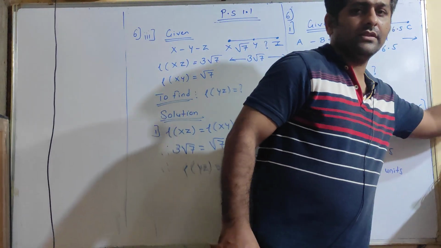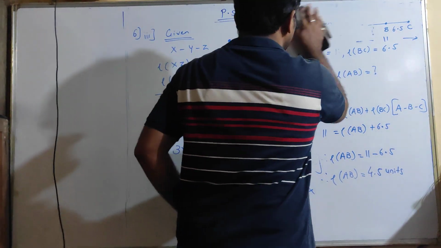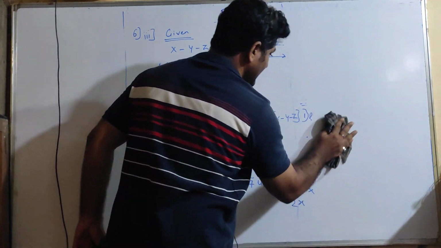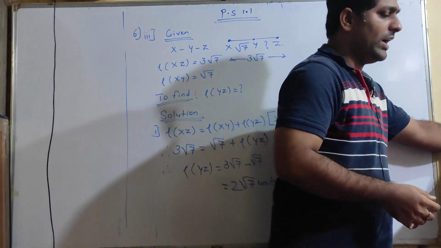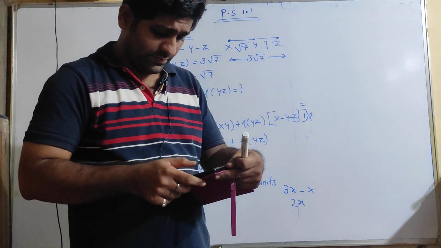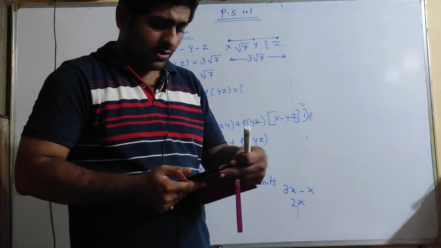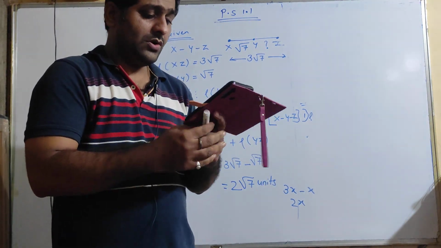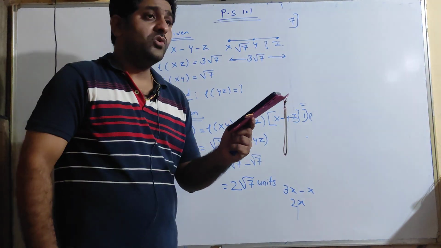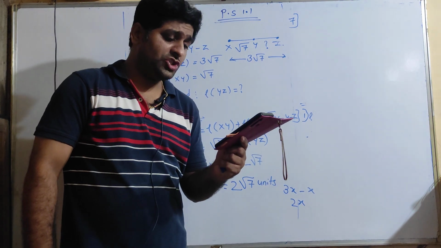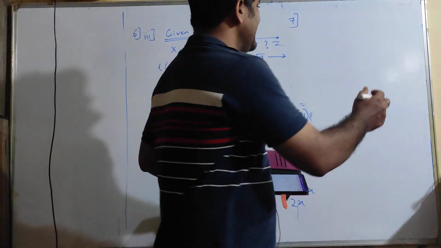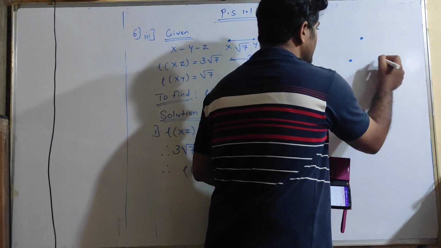Okay, let's continue further. Let's do the last sum of this practice set, and this will bring us to the end of practice set 1.1. Okay, students, so let's understand the question. Question number 7. The question is very simple. Which figure is formed by joining 3 non-collinear points? Correct. So let's take any 3 non-collinear points.